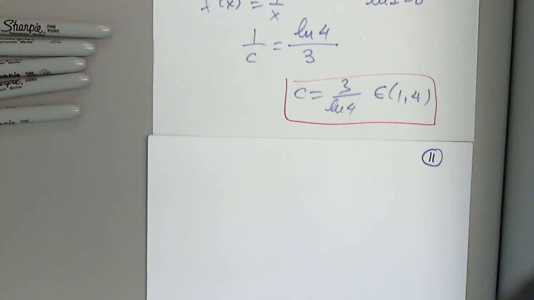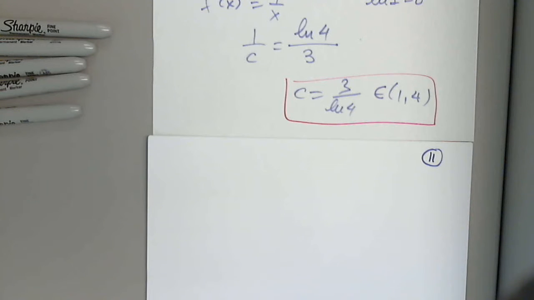F prime of C, we have to find F prime of X there. Yes, and then, to be honest, you can use F prime of X equals, and you can find X and say that that's your value. You don't have to use C at all. But we like to use C as the constant that we are looking for in the interval 1 comma 4.